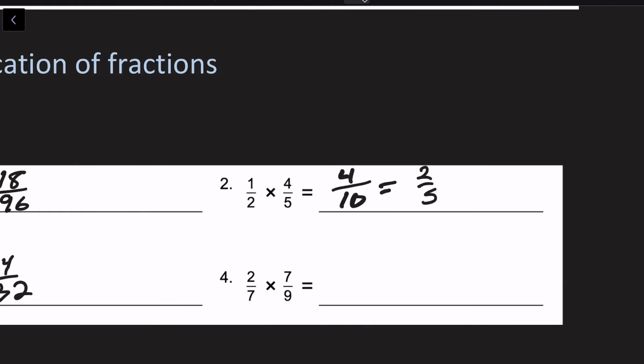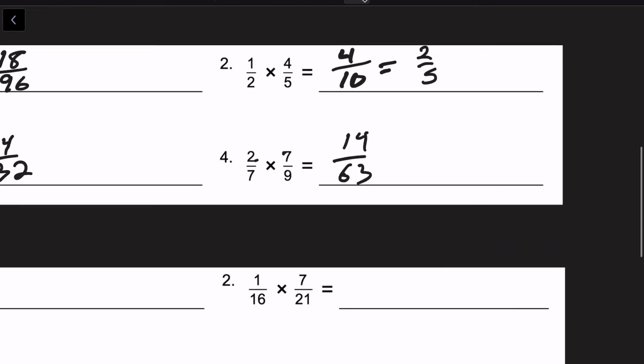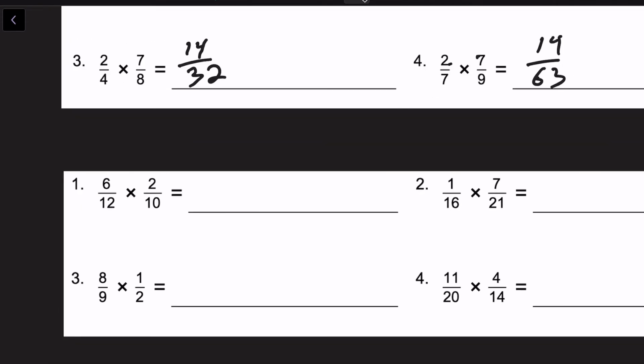Again here, multiply across. 2 times 7 is going to be 14. 7 times 9 is going to be 63. That's our answer. Multiply across. 6 times 2 is 12. And then 12 times 10 is 120. And this just becomes 1 over 10.